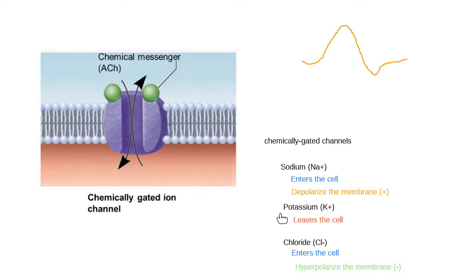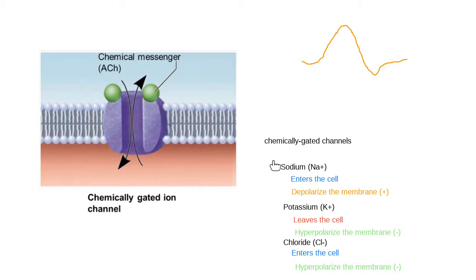We also have chemically gated potassium channels, and their job is to let potassium out of the cell. When potassium leaves, does that depolarize or hyperpolarize the membrane? Any ideas? Yeah, totally right. When potassium leaves, we're hyperpolarizing the membrane. We're making the membrane more negative.